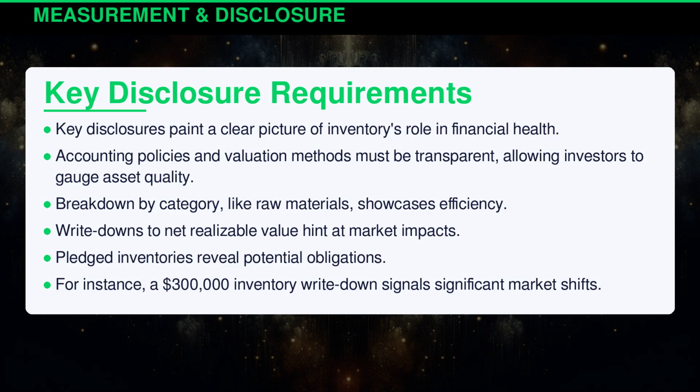Key disclosures paint a clear picture of inventory's role in financial health. Accounting policies and valuation methods must be transparent, allowing investors to gauge asset quality. Breakdown by category, like raw materials, showcases efficiency. Write-downs to net realizable value hint at market impacts. Pledged inventories reveal potential obligations. For instance, a $300,000 inventory write-down signals significant market shifts.